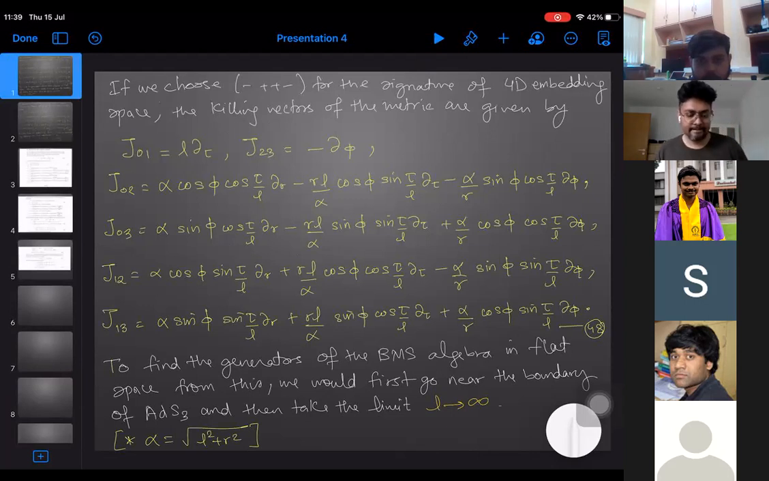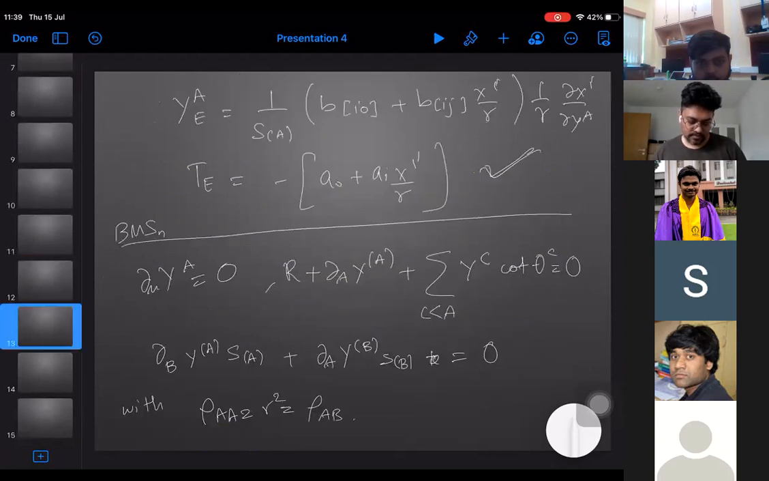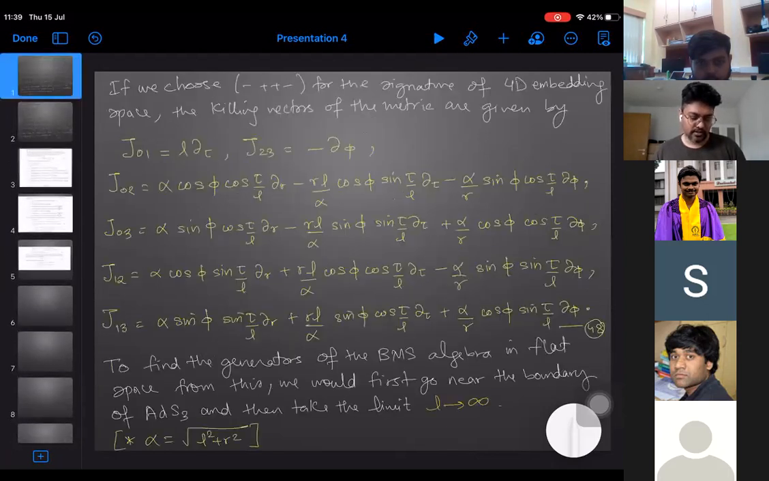Sorry, what was this minus, plus, plus, minus signature that you just wrote down in the previous slide? Ah, sorry, yes. This is the metric for the 4-dimensional embedding space in which you have that. Okay, by BMS3 you mean a 3-dimensional asymptotically flat space, right? Yes. So one basic question is that in 3 dimensions there is no dynamical gravity, right, for asymptotically flat spacetime? Yes, I mean, there's no dynamical gravity.